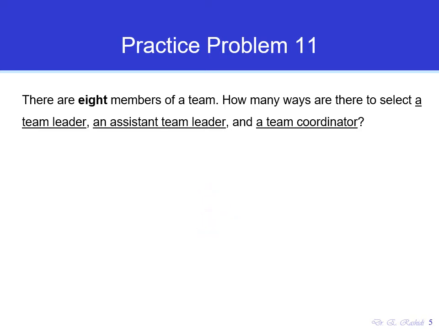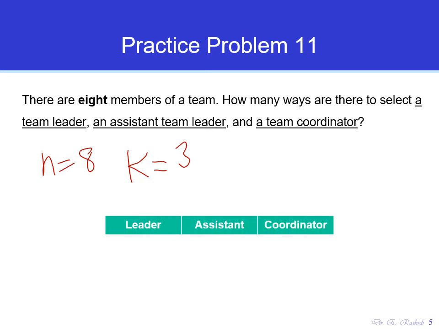So here we have 8 different people, n is equal to 8, and we want to pick 3 people, k equal to 3, to select a leader, assistant, and also a coordinator. So we have 3 positions here: leader, assistant, and coordinator. So if I pick 3 people here, for example, I pick Bill, Jack, and Margaret, then these 3 people can actually make not just one leader, assistant, coordinator arrangement. It's going to be more.